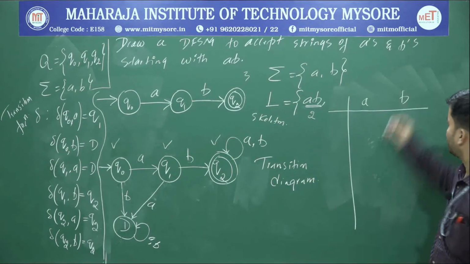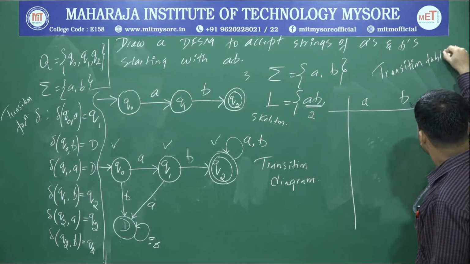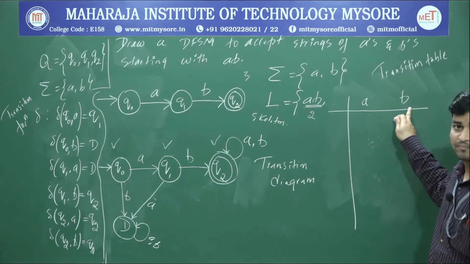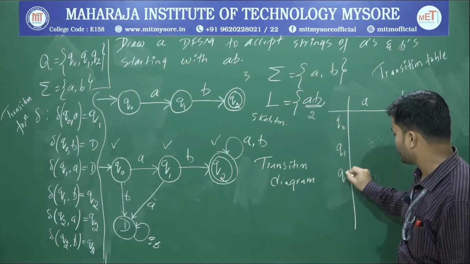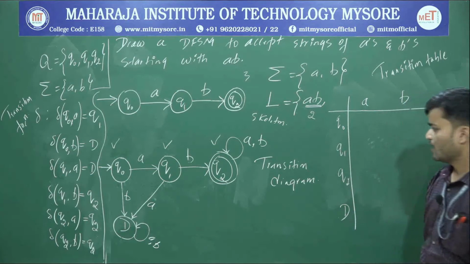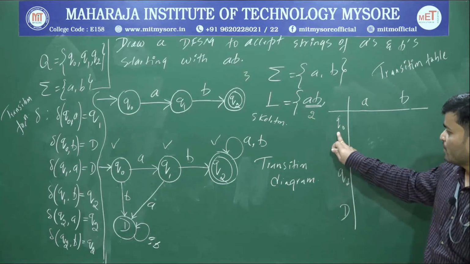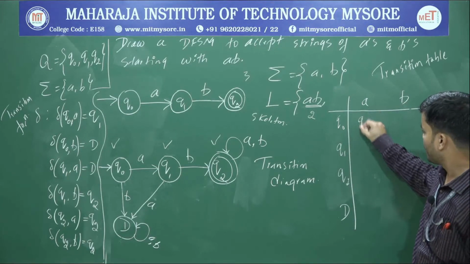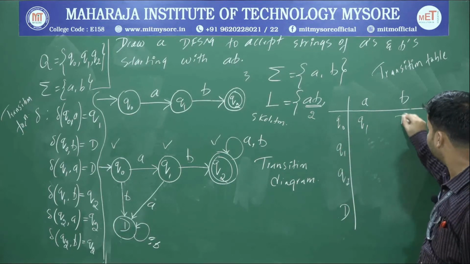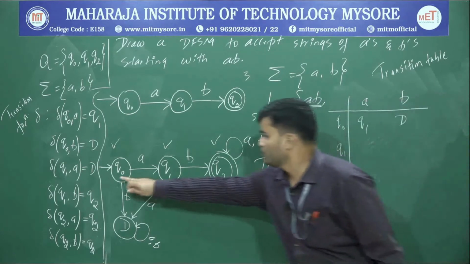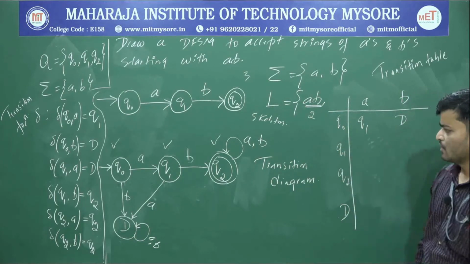So transition table. You write the inputs over here. Next, how many states? 3 states. If you want, you can include a dead state or you can skip that one while writing the transition table. What is Q0 upon A? Q1. What is Q0 upon B? Dead state. So Q0 upon A is Q1, and Q0 upon B is dead state.